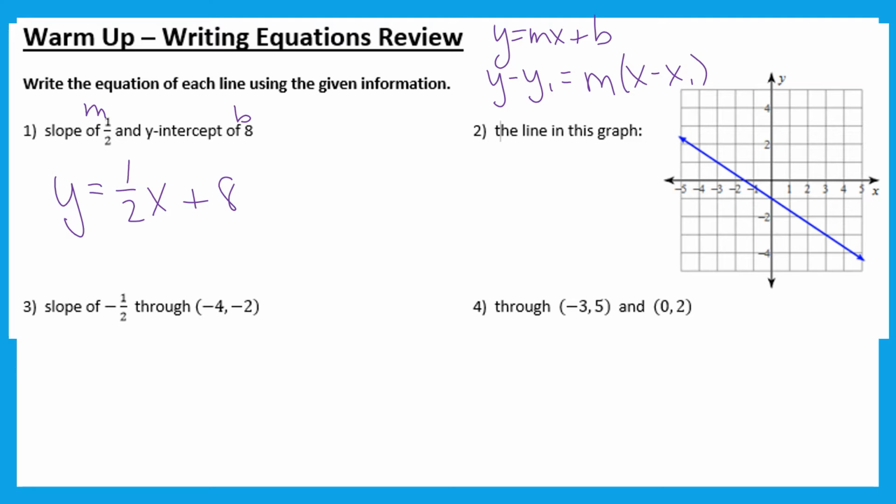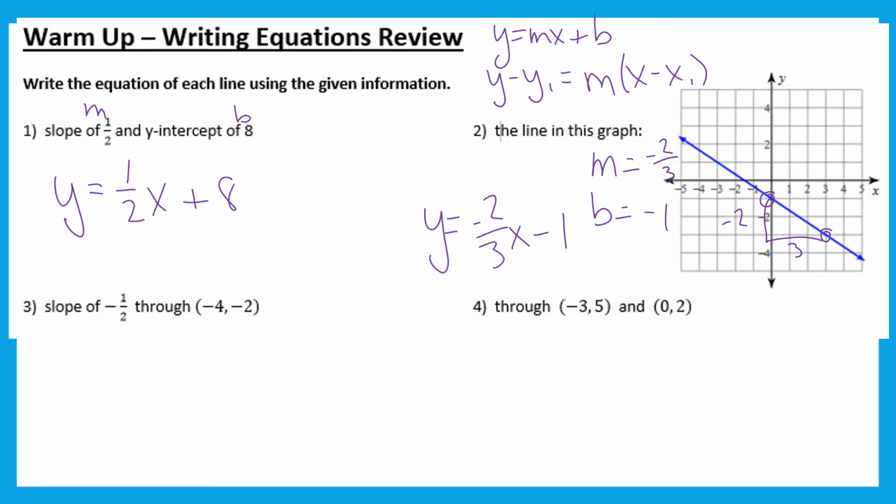On number two, they give me a graph, so I need to go find the slope and the y-intercept. If I look at the y-axis here, I see that that line crosses at -1, so the y-intercept is -1. And if I go find another perfect point, I see one there. I would have to go down 2, which is -2, and right 3, which is +3. So my slope is -2/3. So if I have my m and I have my b, I'm going to write that in slope-intercept form. So y equals -2/3 x minus 1 would be the equation of that line.